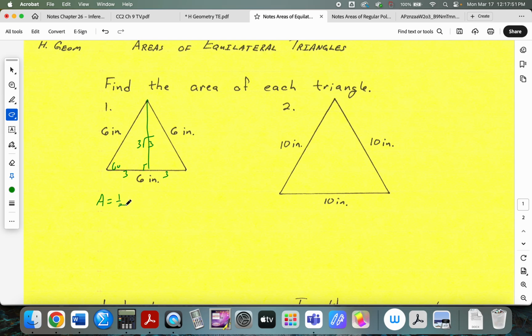So the area is half the base times the height. So that'd be half of 6 times 3 square roots of 3, which is 9 square roots of 3 square inches. And then over here, it turns out that this one has an area of 25 square roots of 3 square inches.